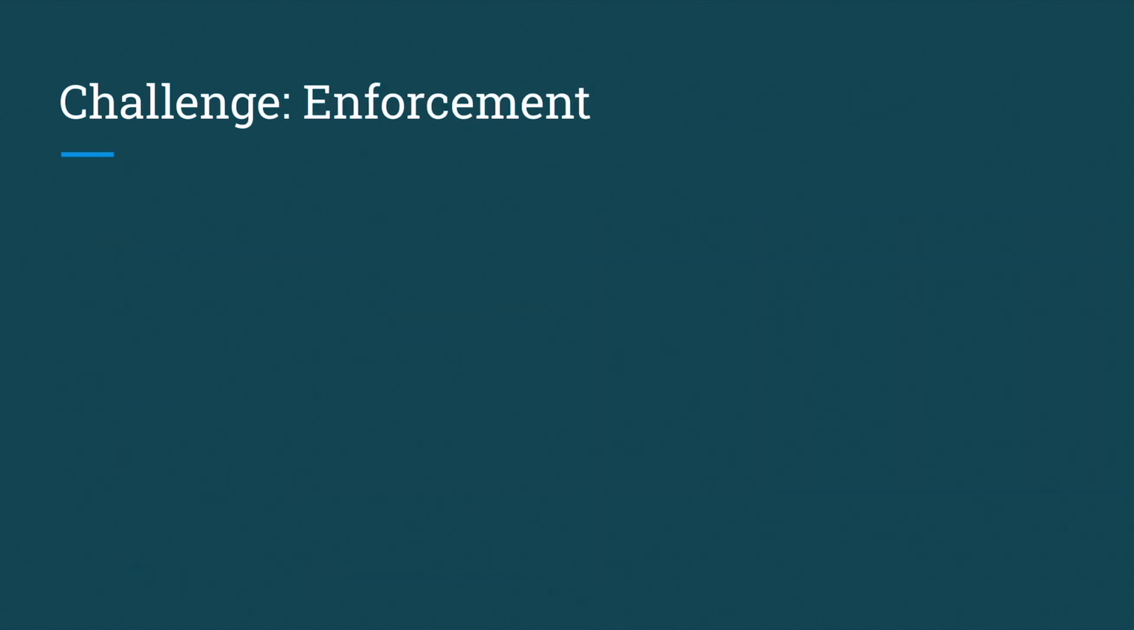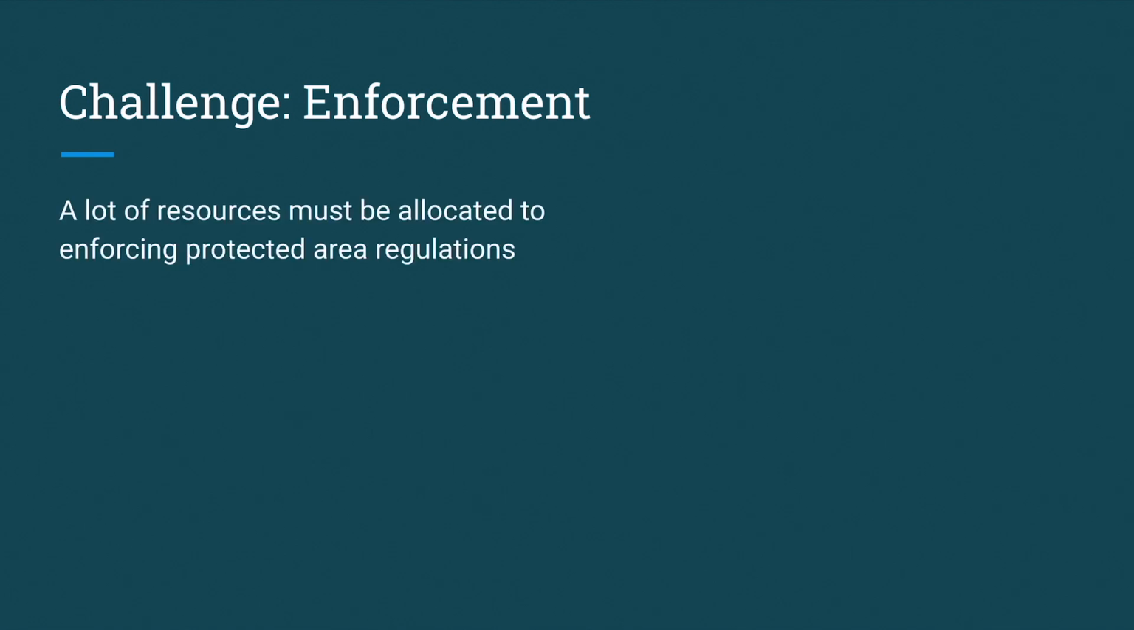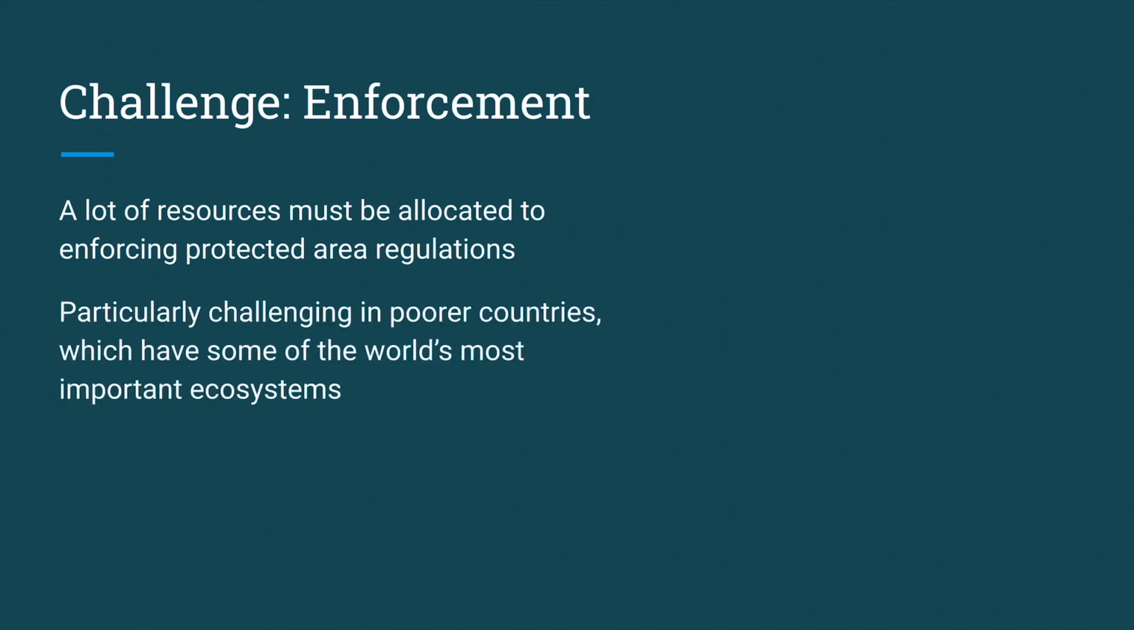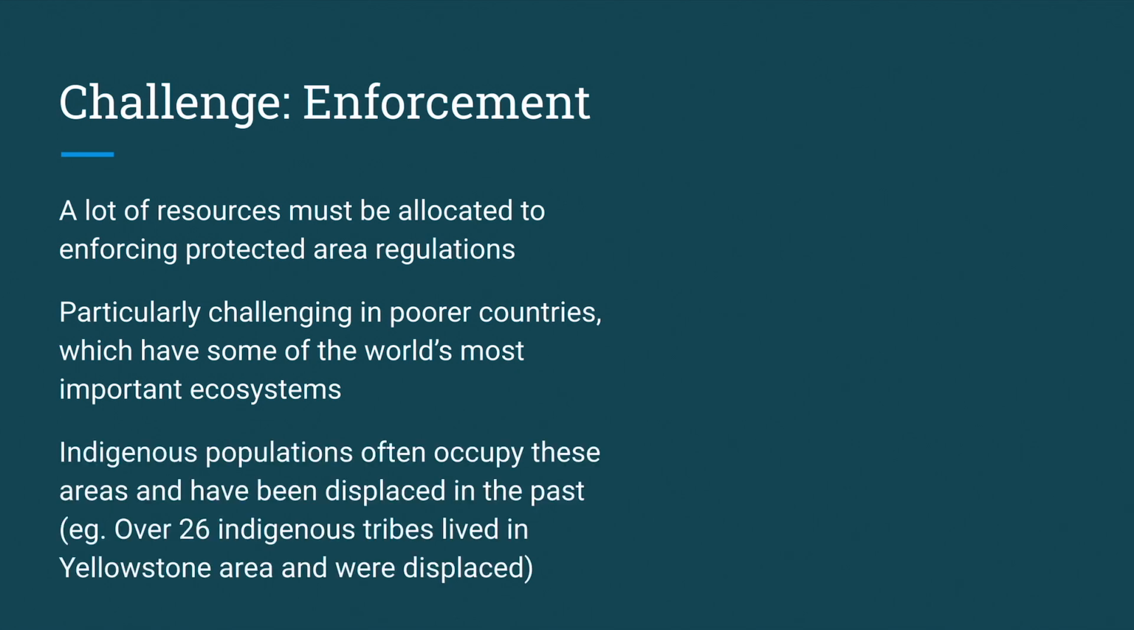Enforcement is another challenge surrounding protected areas. It takes a lot of resources to enforce protected area regulations. This is particularly challenging in poorer countries, which have some of the world's most important ecosystems. Indigenous populations often occupy these areas and have been displaced in the past. So for example, there used to be 26 indigenous tribes that lived in Yellowstone before they were displaced.